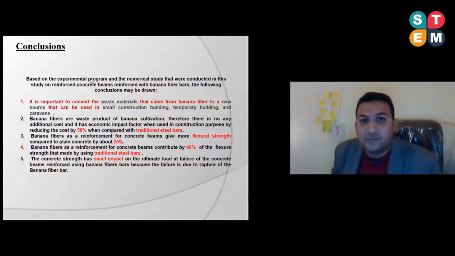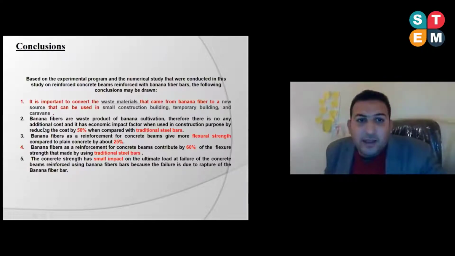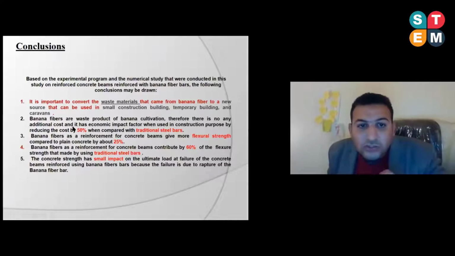Conclusion: based on the experimental program and numerical, it is important to convert the waste material that comes from the banana fiber to a new source to use in small construction buildings or temporary buildings. Banana fiber is a waste product of banana cultivation, therefore there is no additional cost. It has an economical impact factor when used in construction purposes. It reduces the cost by 50% when compared to traditional steel bars.